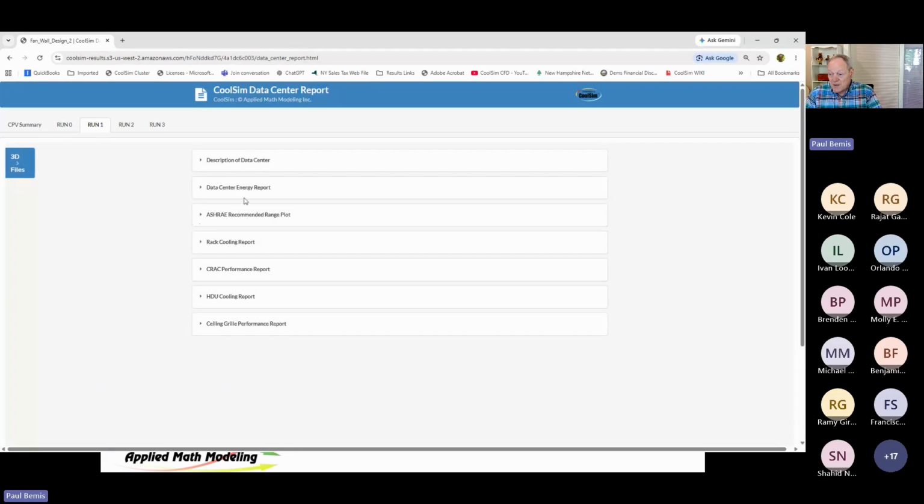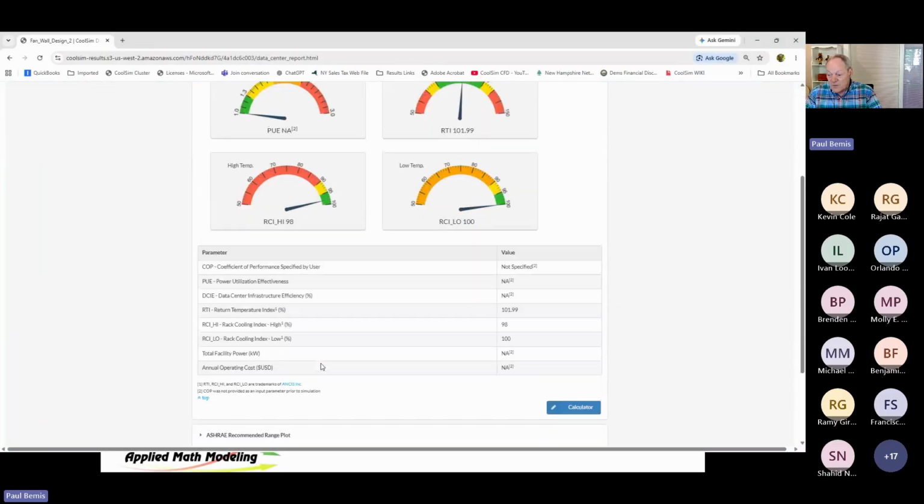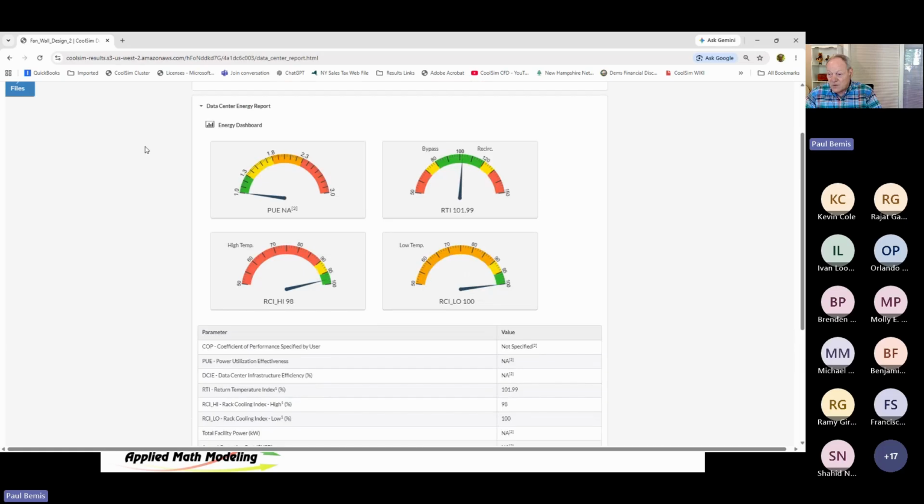Okay. Now again, let's go look at our energy report. Uh-oh, we're a little bit out. We're at 101.99. Not bad. I mean, it's kind of perfect, to be honest. You want it to be 100. A little bit of recirc, yeah, it depends on your supply temp. You can see here my RCI high is pretty good, 99. So that's not bad. So this held up pretty well to an N+1 test, despite the fact that it's close.